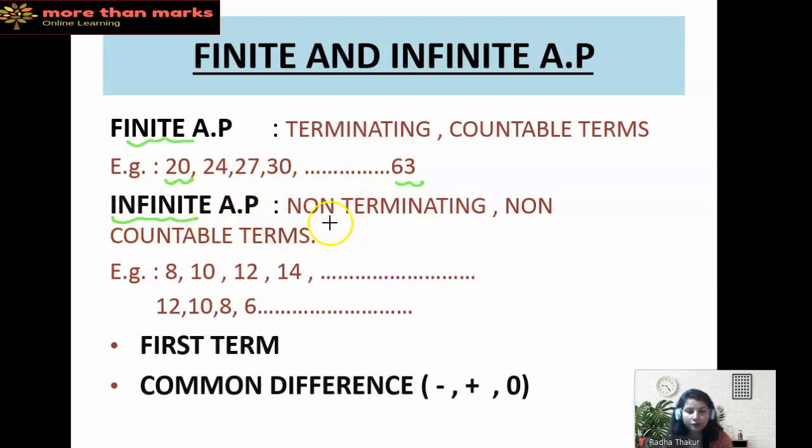Similarly, infinite is the opposite of finite, which has non-terminating and non-countable terms. Look at this example. It started with 8 and there is no end. So we cannot count the number of terms it has. Right? Similarly, in this one, it started with 12 but we don't know the end. Again we are not able to count this. Fine? So these are the two types of series, finite and infinite.